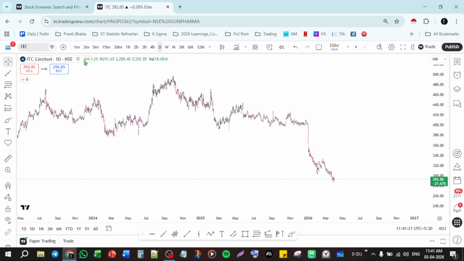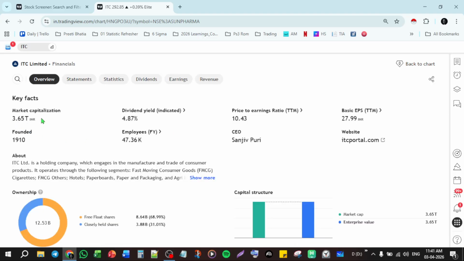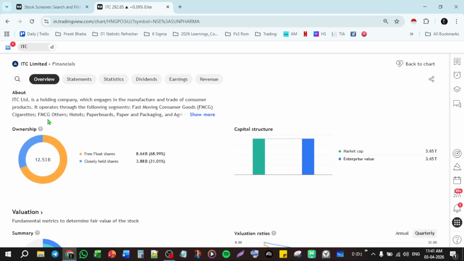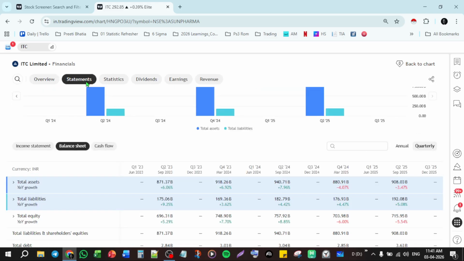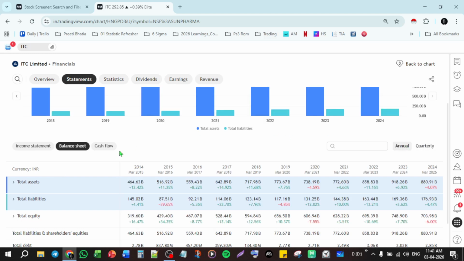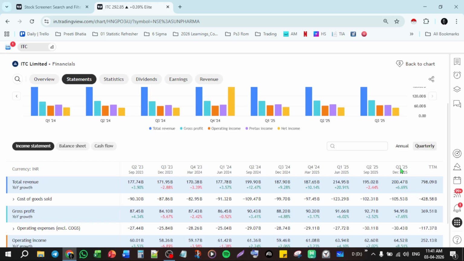Let me first see financials. Excellent market cap. First point done, no debt. Second point done, go to statements, make it annual, go to income. What happened with the revenue? It decreased by 4%. Okay, it has increased since then, so I don't see this as a problem. Go to quarterly, last quarter, December 2025. It is increasing. It's a healthy trend.